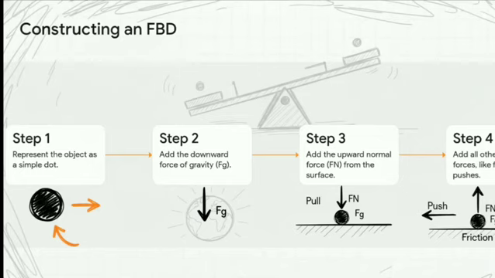And making one is actually a really simple process. You start by just representing your object as a dot. That's step one. Easy. Then you start adding forces. Gravity is almost always there, pulling straight down.